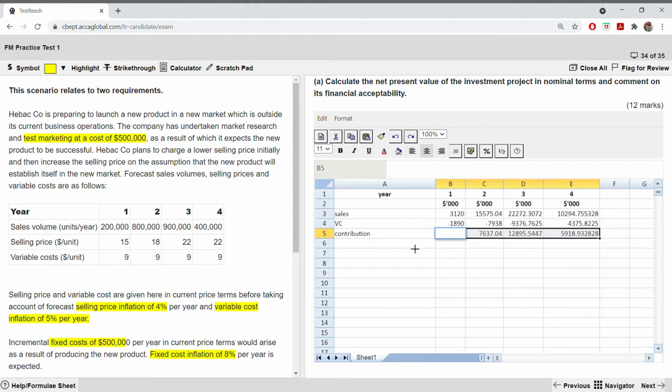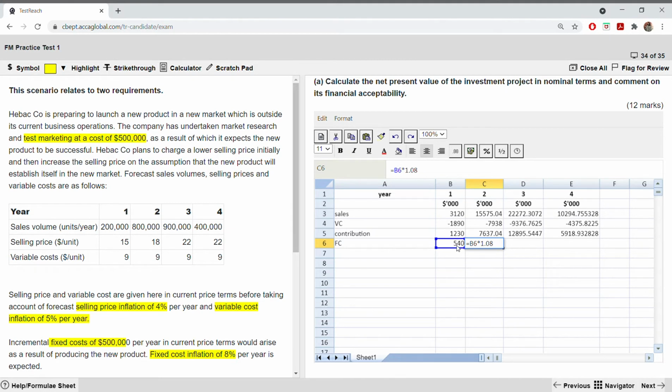Sorry, not there, just undo. FC, fixed cost. What is the fixed cost? Fixed cost, if you see, it is 500, but this will be inflated by 8%. Okay, so it will be equal to 500 into 1.08 in the first year, 540. Next it will be, sorry, equal to, or what you can do is this, on this multiply by 1.08 on the previous years you can do.